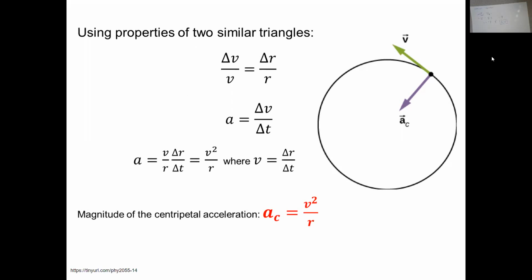All right, and then the direction, as we mentioned earlier, is always going to be pointing towards the center of the circle. Okay, so it's changing all the time, but that's the direction. The magnitude doesn't change. It's v squared over r because v and r are not changing. Okay.